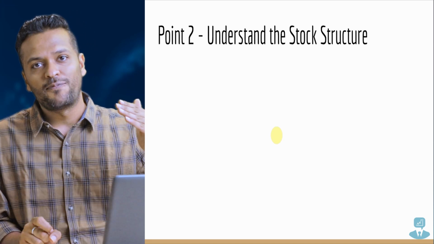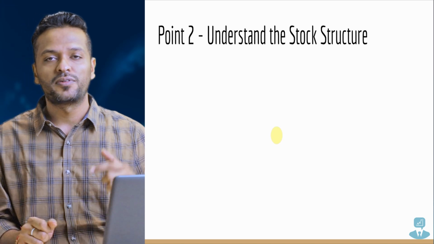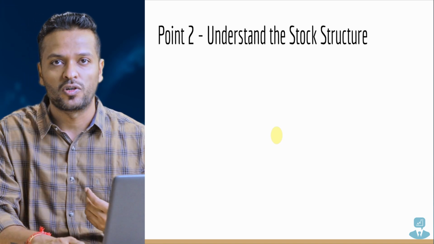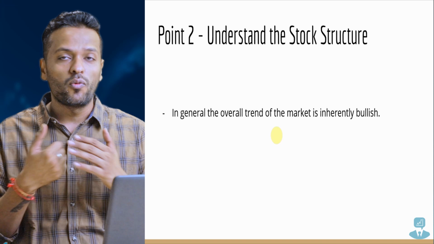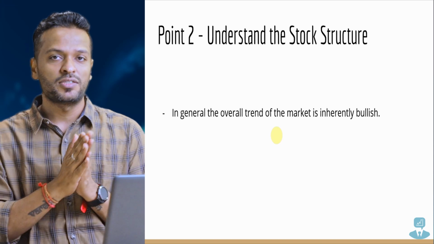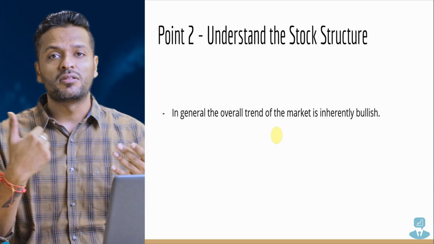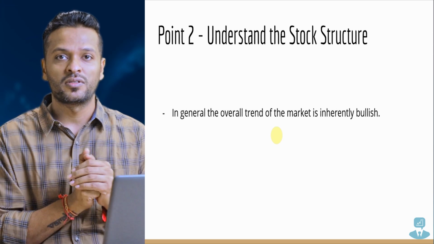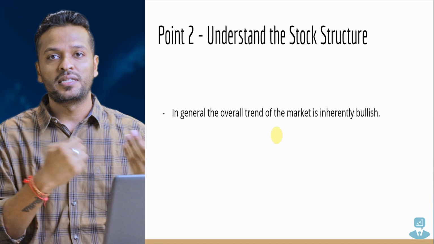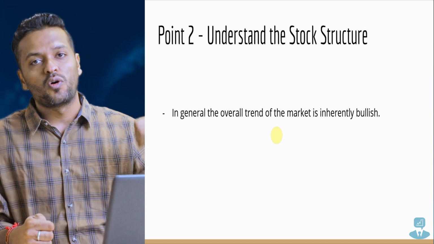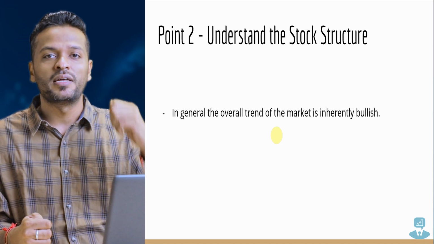Is the stock in an upward momentum or a downward momentum? Try to understand the overall structure of the stocks. In general, the overall trend of the market is inherently bullish. As we discussed, the market is always on a rise. The Nifty index, which is right now around 16,000, might be trading around 30,000 levels in the next 10 years. So in general, the overall sentiment of the market is inherently bullish.